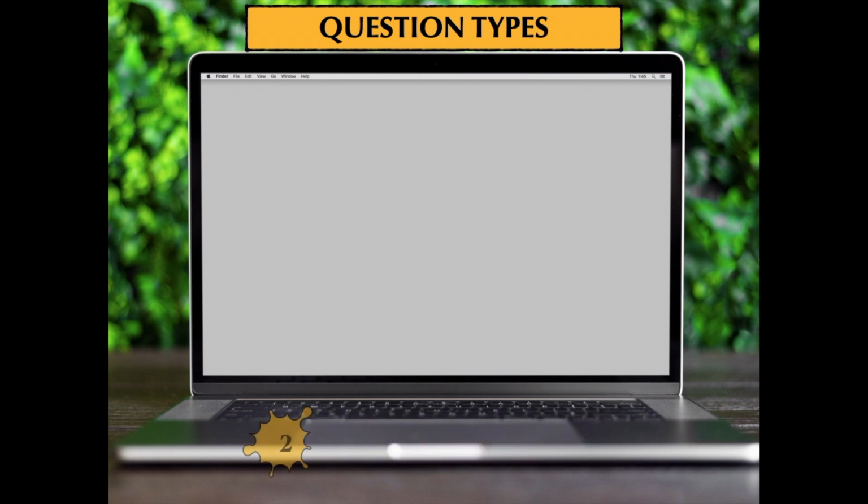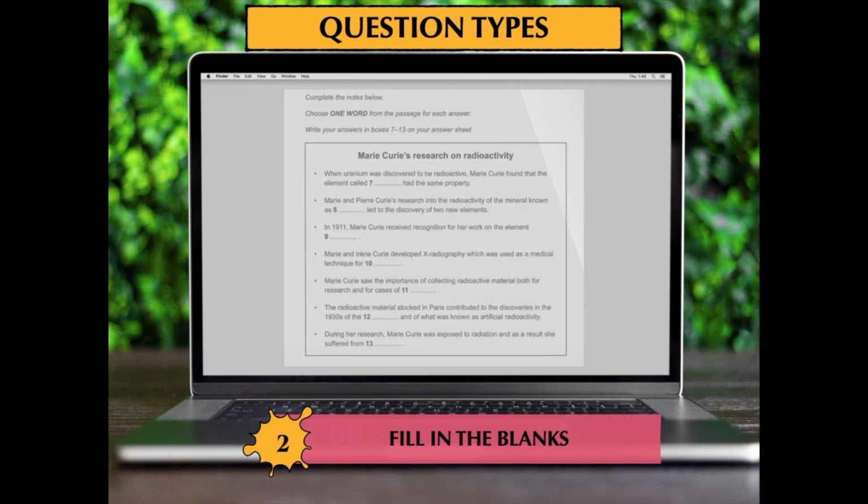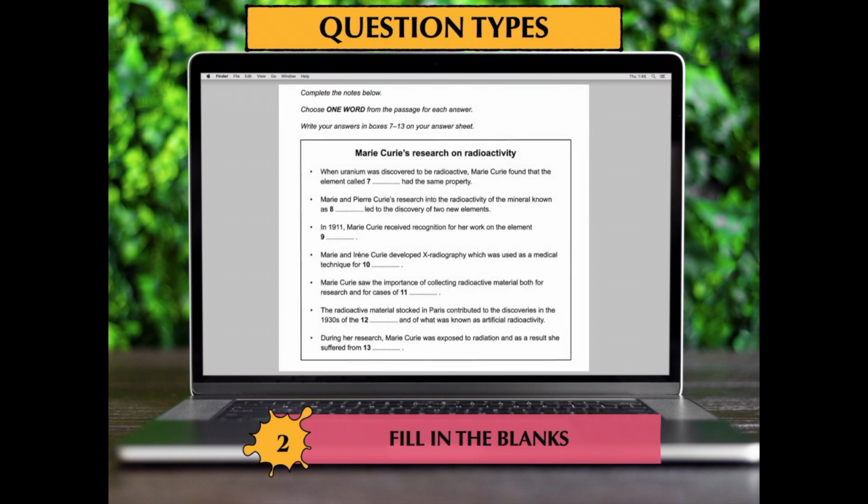Now let's move towards another question type, which is fill in the blank question type. You are well aware about how the fill in the blank question type looks like. So the instruction for fill in the blank question type, or we can say rule for it, is choose one word from the passage for each answer.